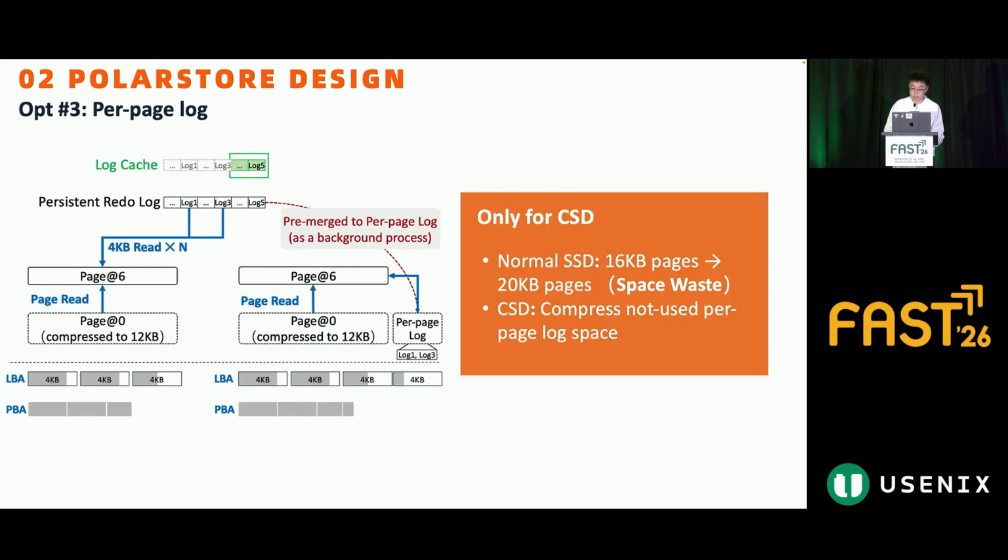Now here is a critical point of the per page log design. Allocating an extra 4 kilobyte space for each database page would waste 25% of space on a normal SSD, but the CSD compresses the unused portions of this per page log space. So actually, the physical overhead is minimal. This optimization is only feasible with the CSD.